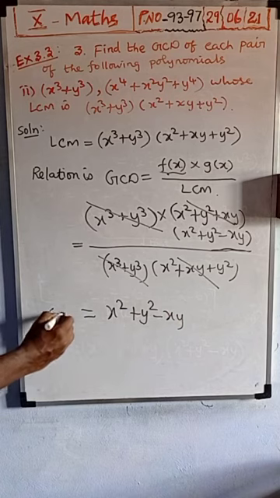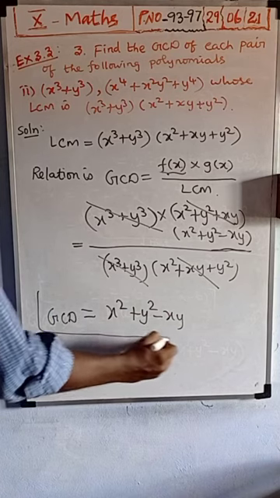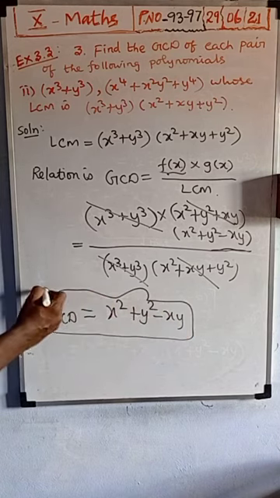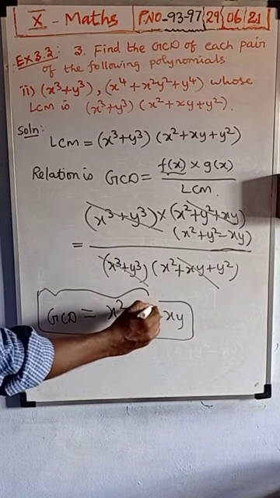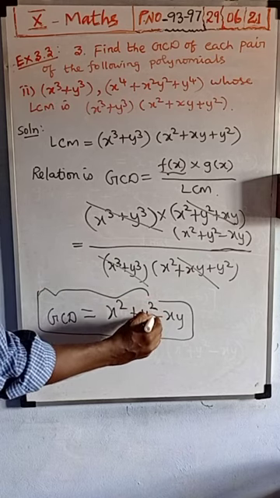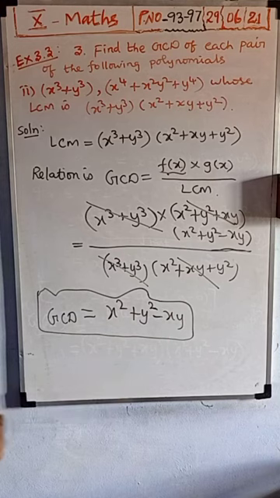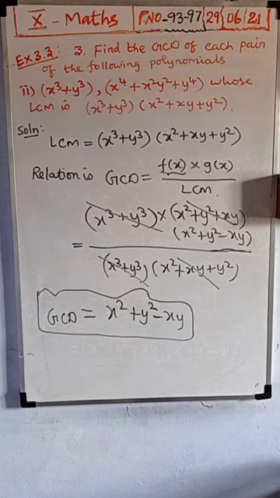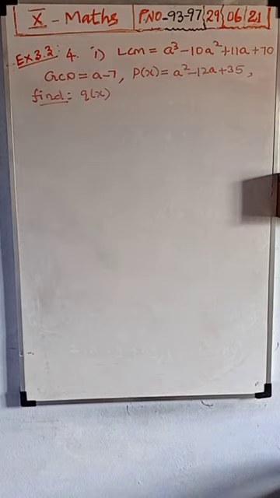This is called GCD. Okay, that's all. So here two polynomials are given and LCM is given. Using this we received the GCD. Okay, that's all. See, next, fourth question, what does that mean?